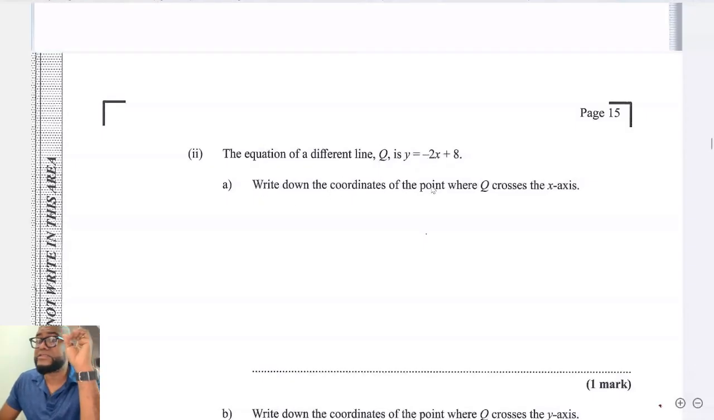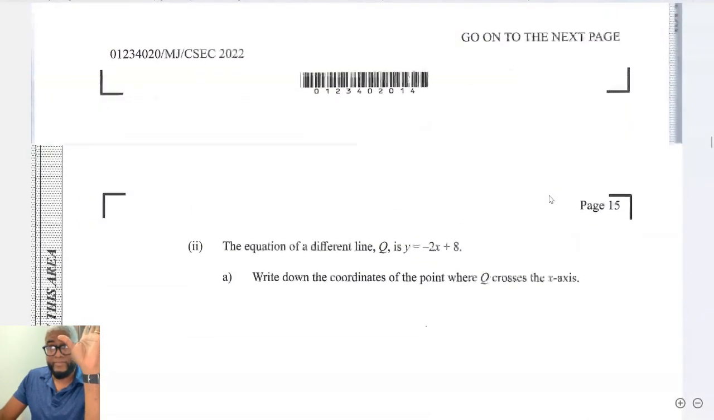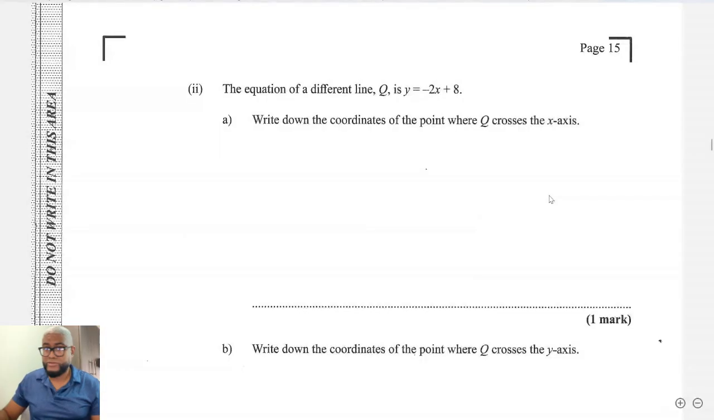Write down the coordinates of the point where Q crosses the x-axis. Understand the difference here. They ask me for the x-intercept, right?